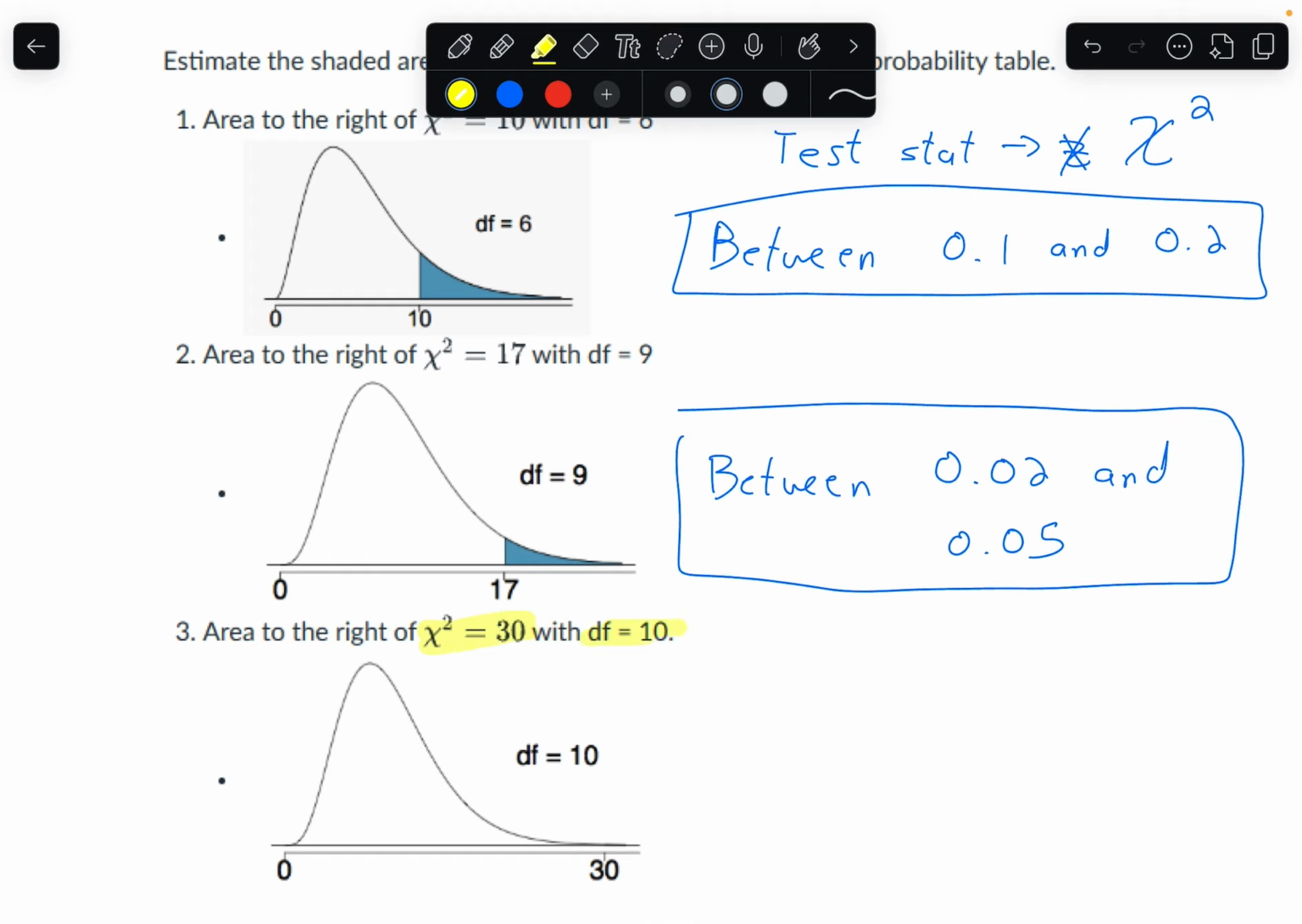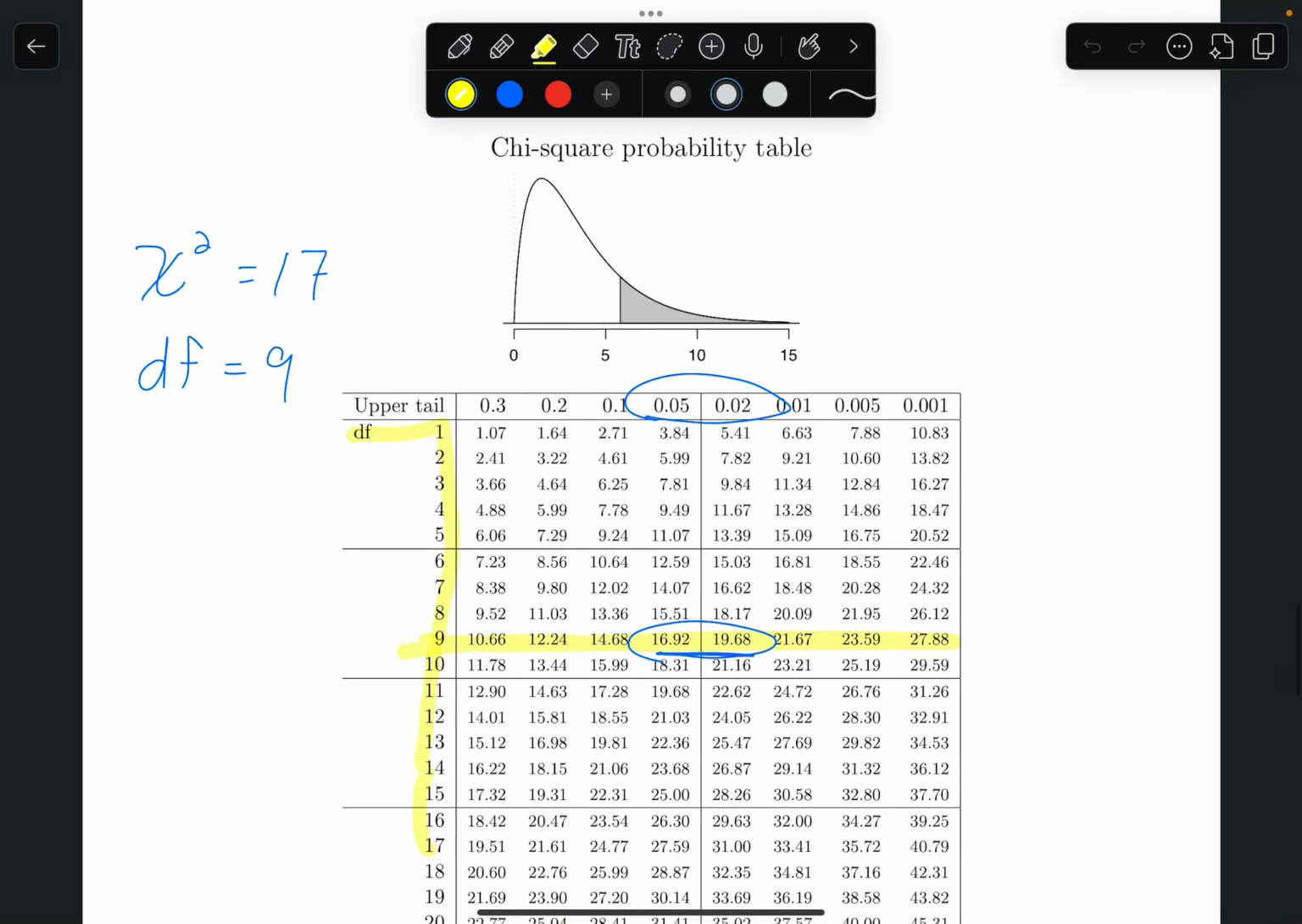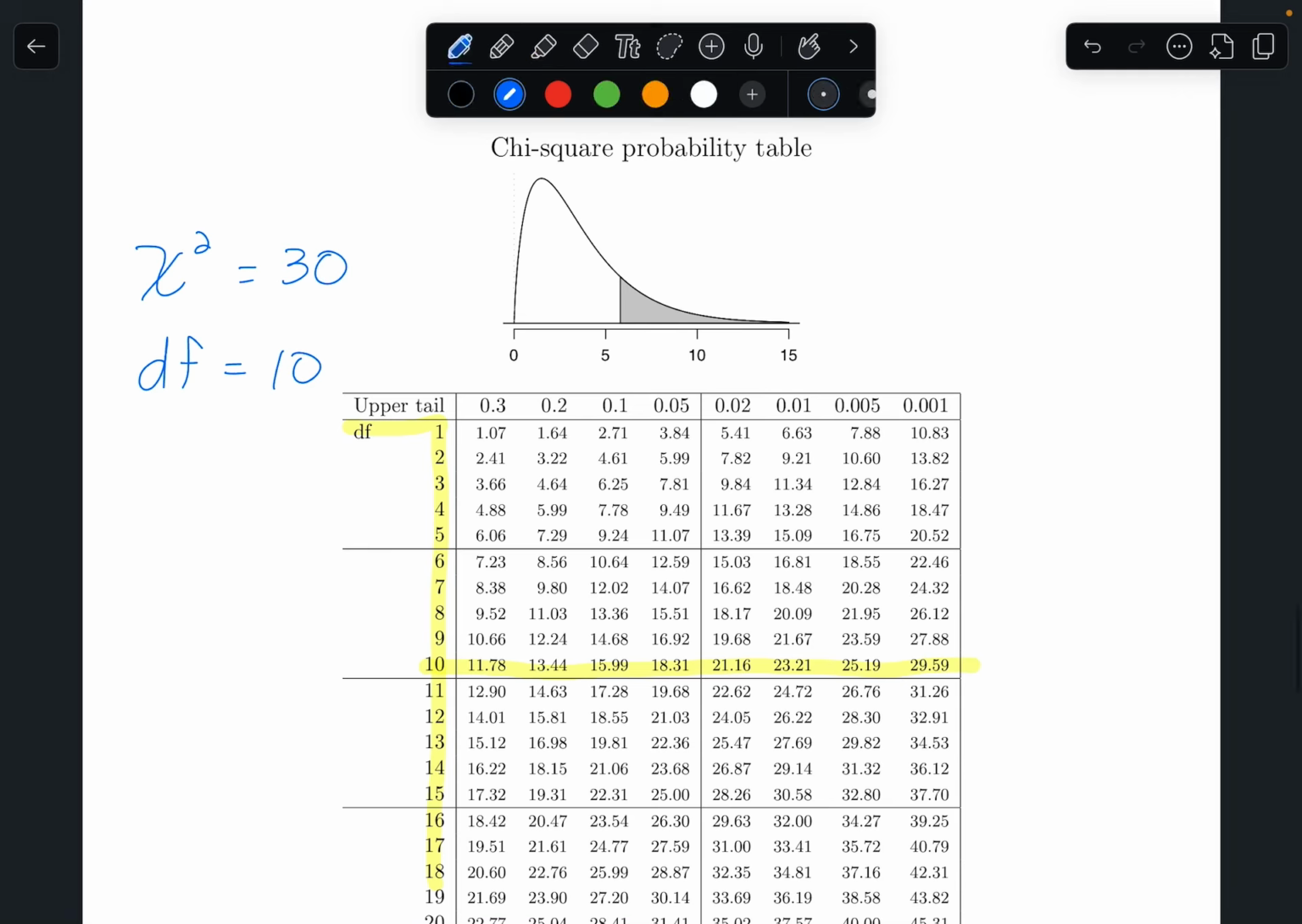So we have to hop back to our probability distribution here. And let's just erase what we have. So our chi-square value this time is 30. Degrees of freedom are 10. So starting with degrees of freedom, we're looking at this row right here. 10 degrees of freedom means we must be looking at this particular row. And I'm going to try and find where does 30 live.